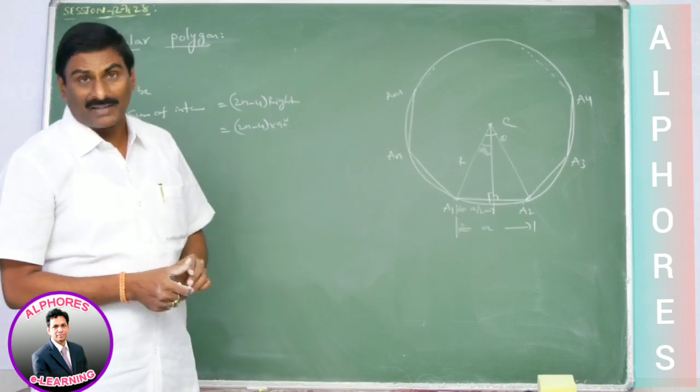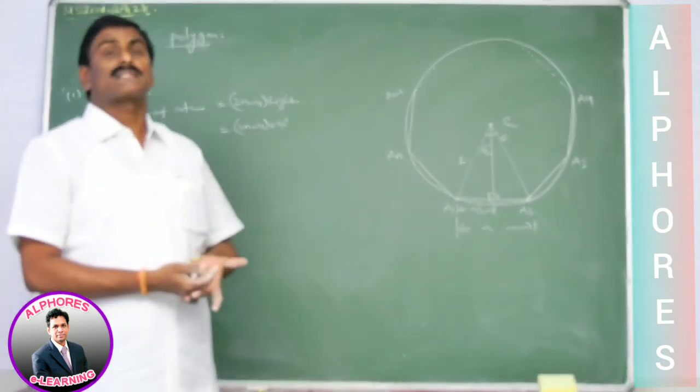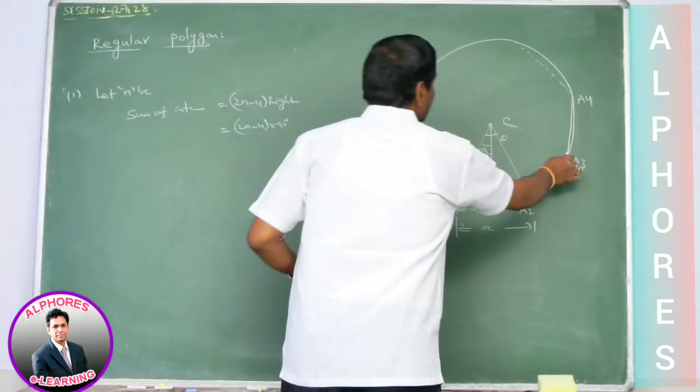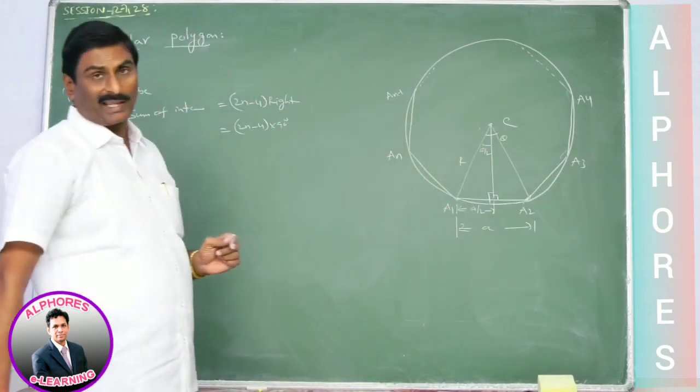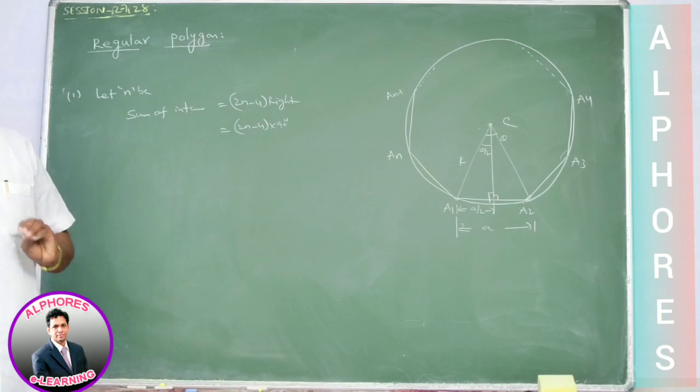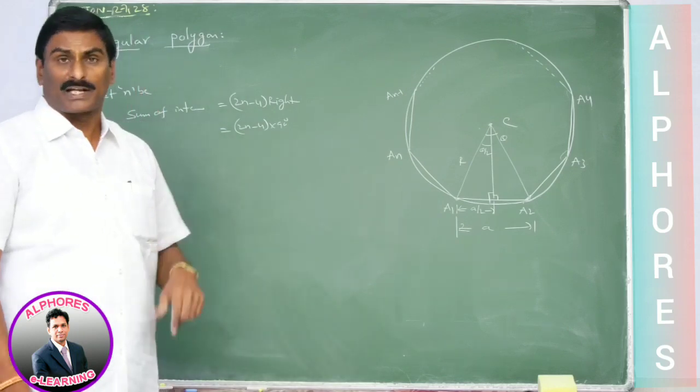If the polygon has n sides or n vertices, then the sum of the interior angles is considered. Each such angle is said to be an interior angle. The sum of the interior angles is equal to 2n minus 4 right angles. For example, for a triangle, the sum of the interior angles is equal to 180 degrees.